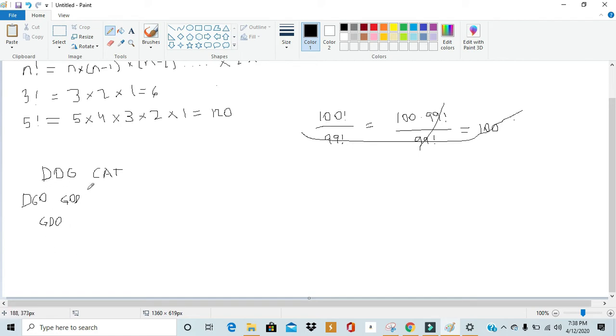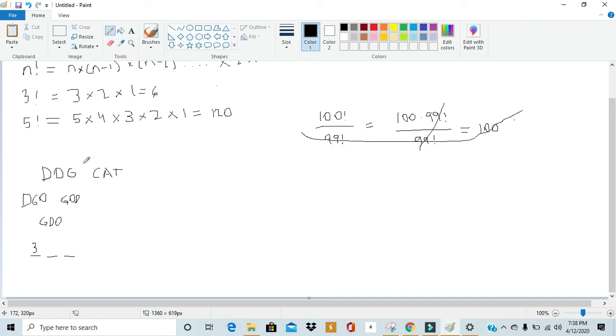Dog is a three-letter word. That means that there's three places to put letters in. How many letters could go in the first place? Well, there's only three letters, D-O-G. That means there could be three different letters in the first place.